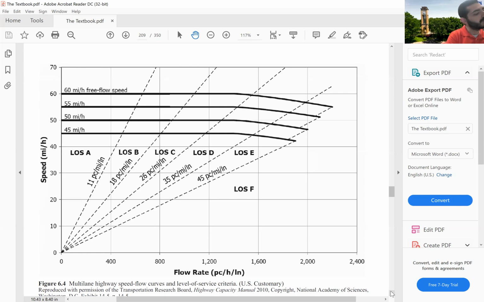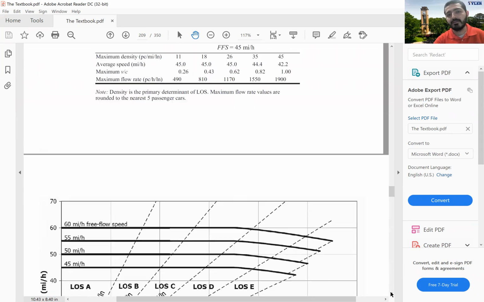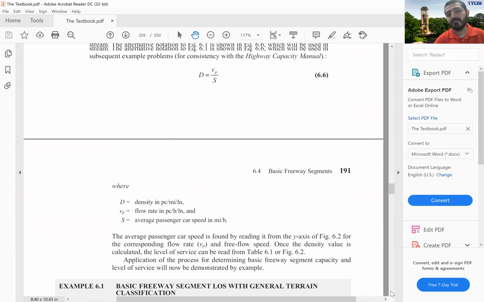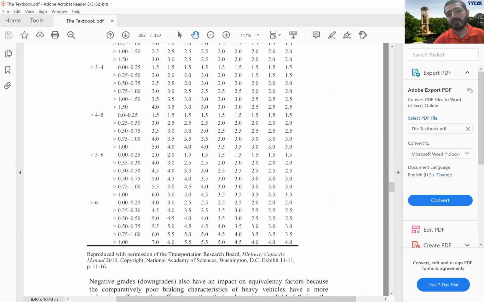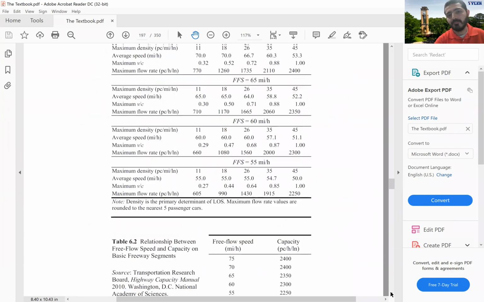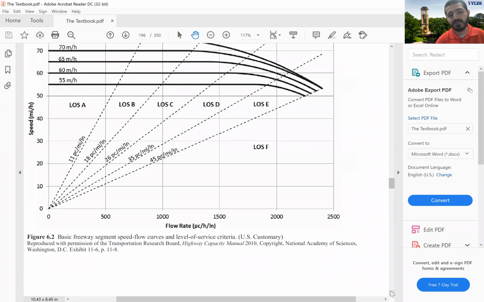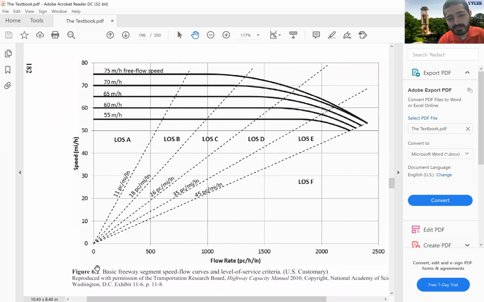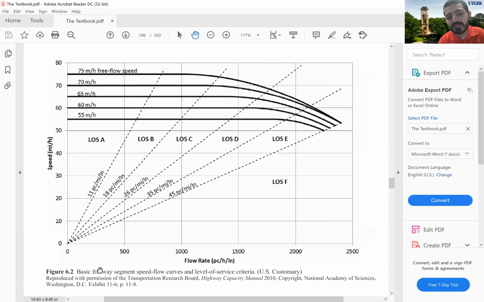Is that the right one? No, actually it's figure 6.2. My bad. 6.4 is for multi-lane highway. See? You need to be familiar with those. Yes, there we go. So the good thing is that I'll provide all these figures to you in the exam, and I'm not going to be too tricky to remove the name of the figure. So you need to read it though.